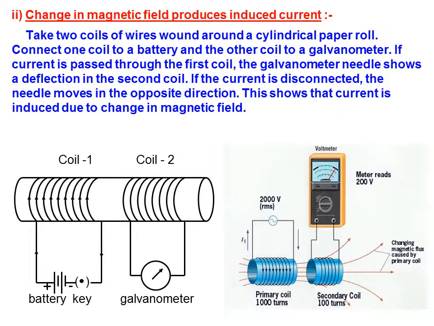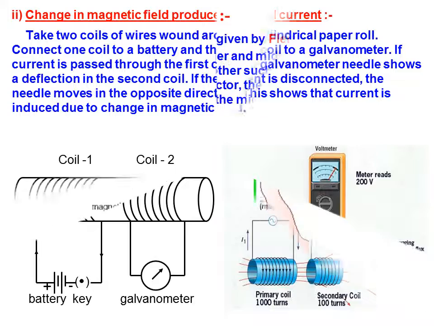So in this case you can see two coils, coil 1 and coil 2. If the current is passing in coil 1, then the same type of current will be induced in coil 2 due to the impact of EMI. So you can see in this picture.